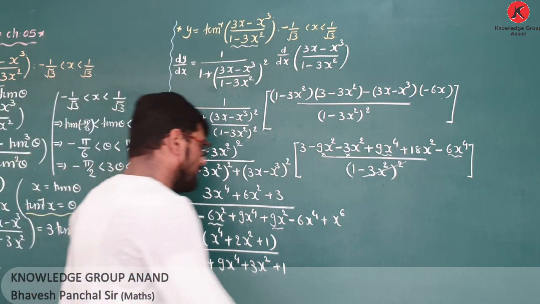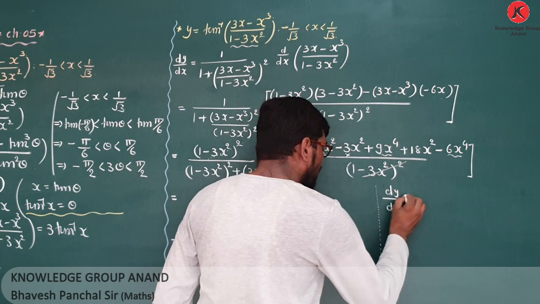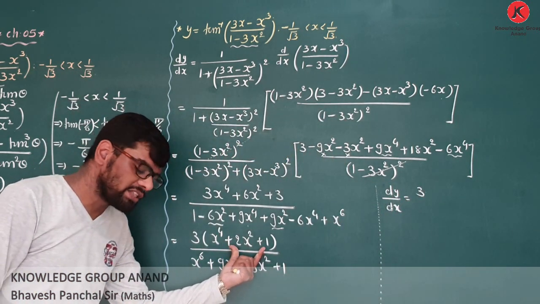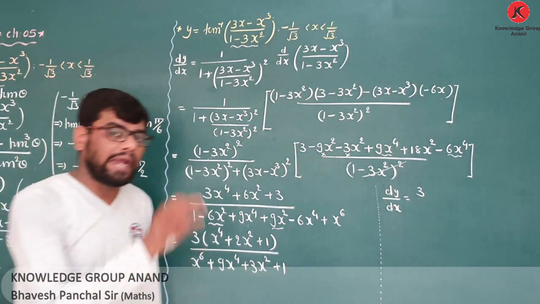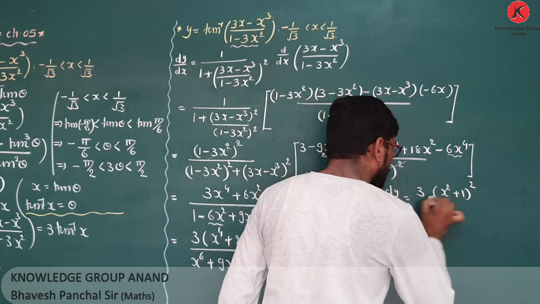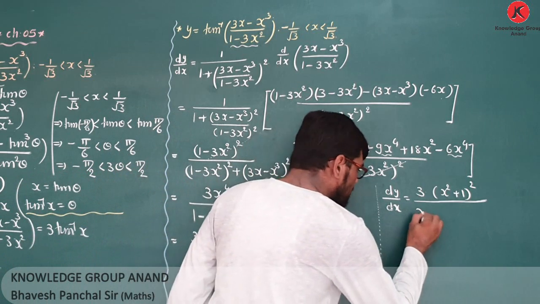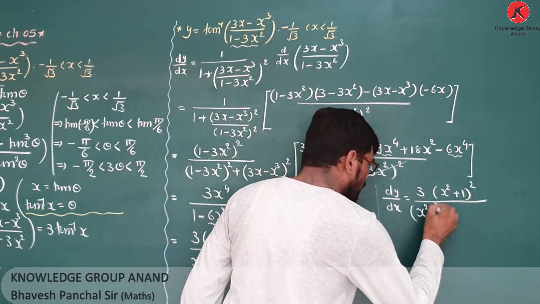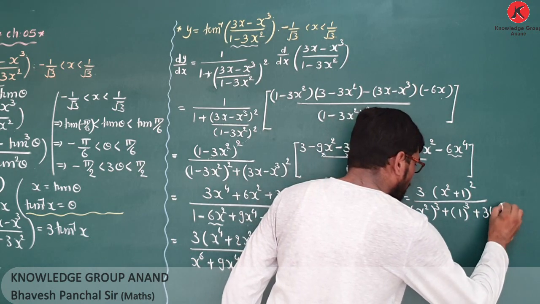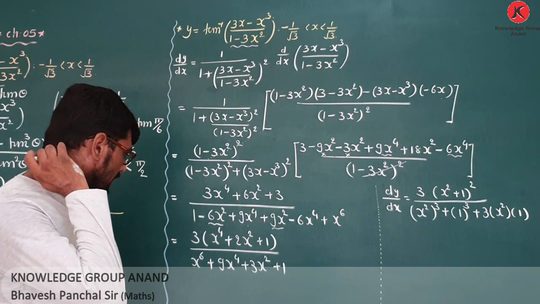Okay, see here, dy by dx equal to, in numerator 3, but in bracket x raised to 4 plus 2x square plus 1, which is perfect square of x square plus 1, means x square plus 1 whole square. Now in denominator, x raised to 6 means x square whole cube, 1, that is 1 cube, plus 3 into x square into 1. Okay, 3 into x square into 1.